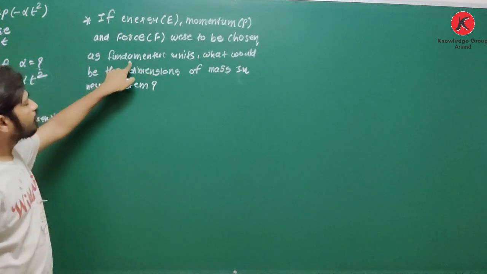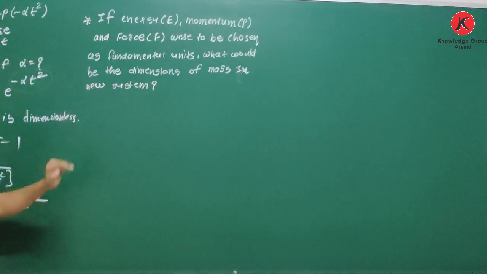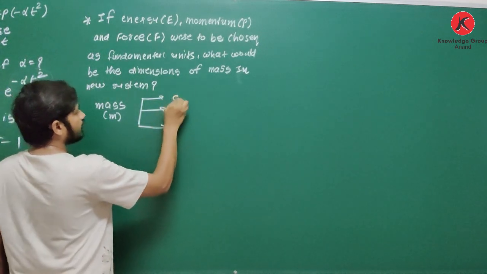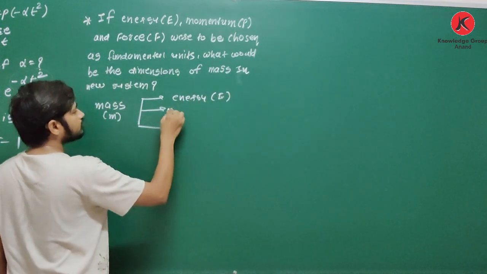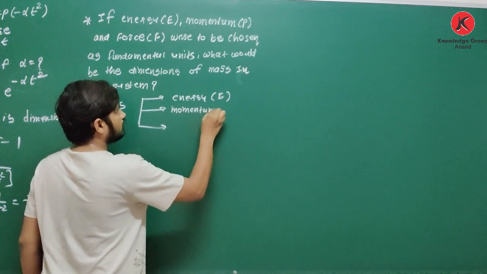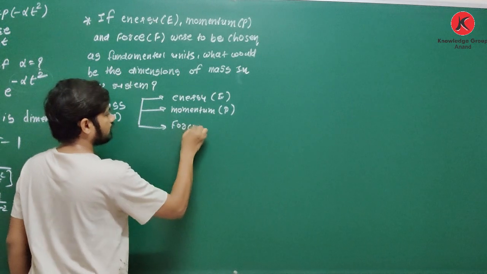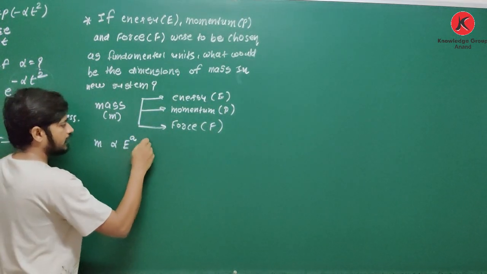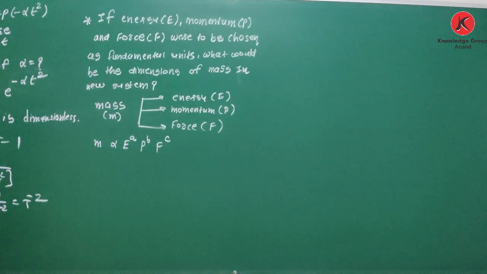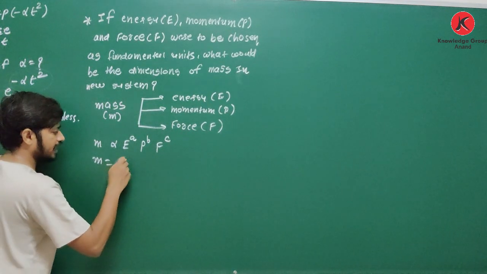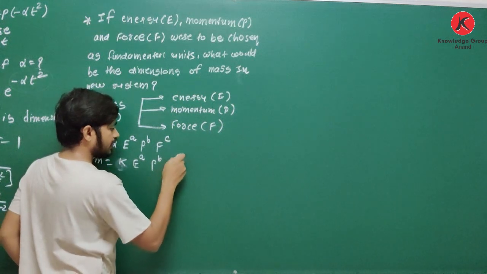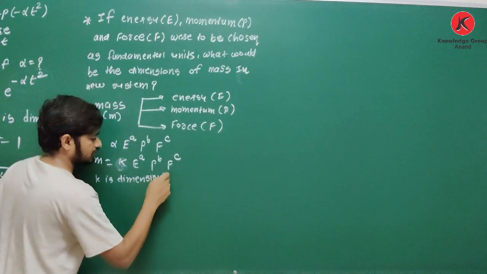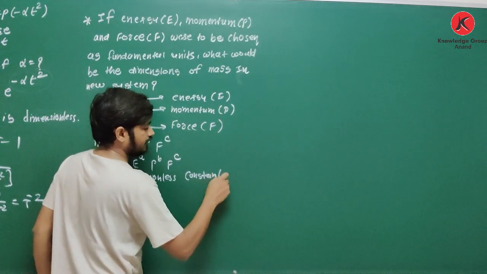First of all, fundamental units, what would be the dimensions of mass in a new system? So you have to write like this: mass M depends on energy E, momentum P and force F. So I can write M is proportional to E raised to A, P raised to B and F raised to C. So M is equal to K, E raised to A, P raised to B and F raised to C. Then what is K? K is a dimensionless constant.